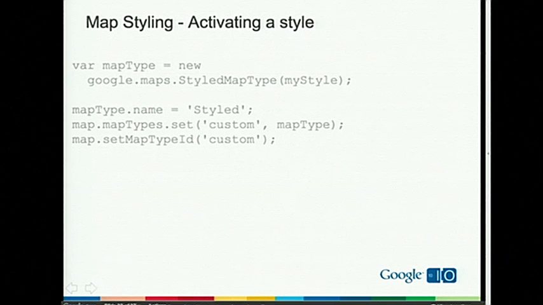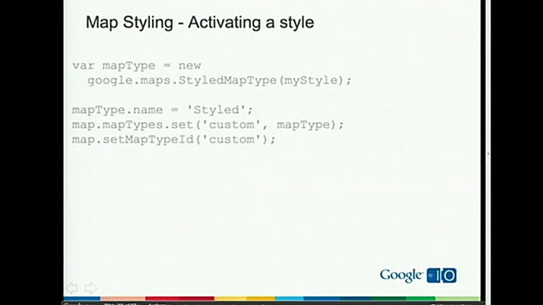Great. And to activate a style, it couldn't be easier. We have a new class called a styled map type, and it just takes one of those style objects, and then you just simply add that styled map type to the map and set the map type, and you'll have your styled map. It's that easy.